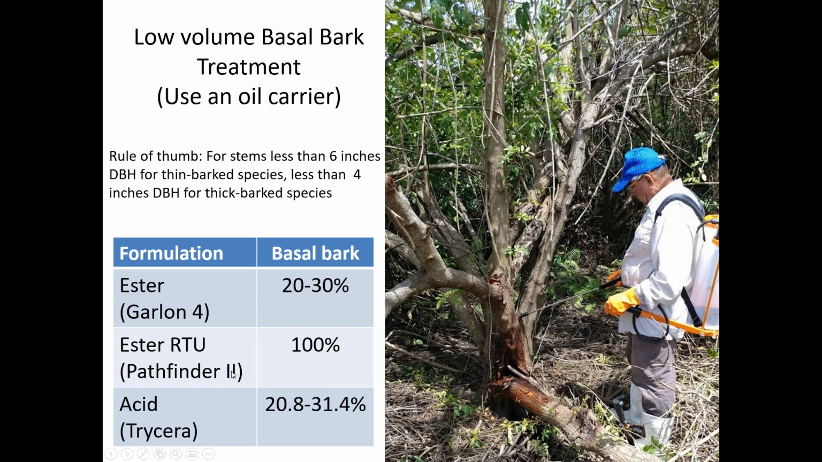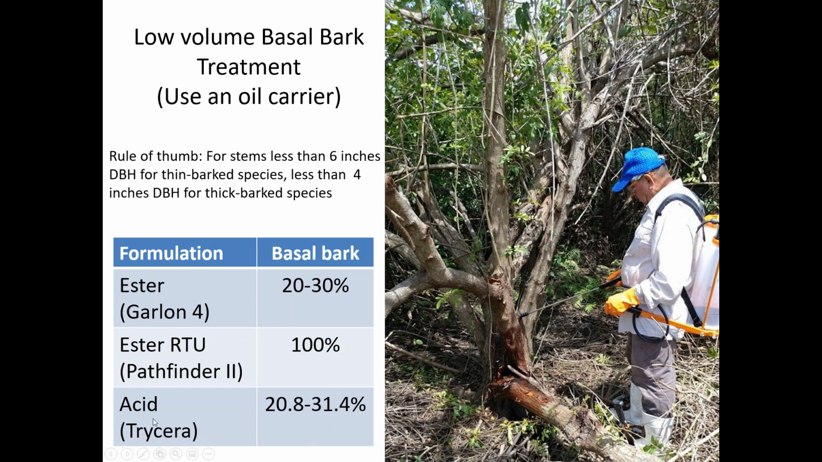The RTU formulation, or the Pathfinder 2, is 100% volume to volume, because that is a ready-to-use formulation right out of that 2.5 gallon jug. The RTU is a great formulation to recommend to people who want to get into basal bark application for their small acreages, where they can just go buy a 2.5 gallon jug, but they don't need to buy 10 or 15 gallons of bark oil to utilize with multiple gallons of the ester formulation like Garlon 4. So the Pathfinder 2 is good. You pay a premium for it. It's much more expensive when you buy the RTU type.